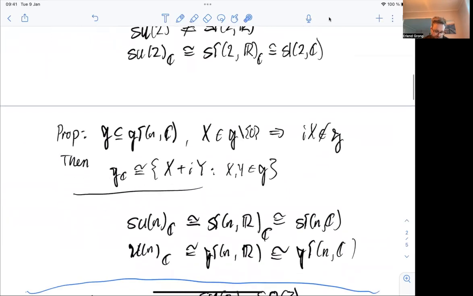Then we have the following proposition, a way of thinking about complexification: if you have a matrix Lie algebra, a Lie algebra that consists of matrices, and it's such that whenever you have a non-zero element, if you multiply it with i, then you get something that's outside of it, then the complexification is not just a formal sum, but it's actually just a sum of matrices x plus i y, where x and y are in g as matrices.